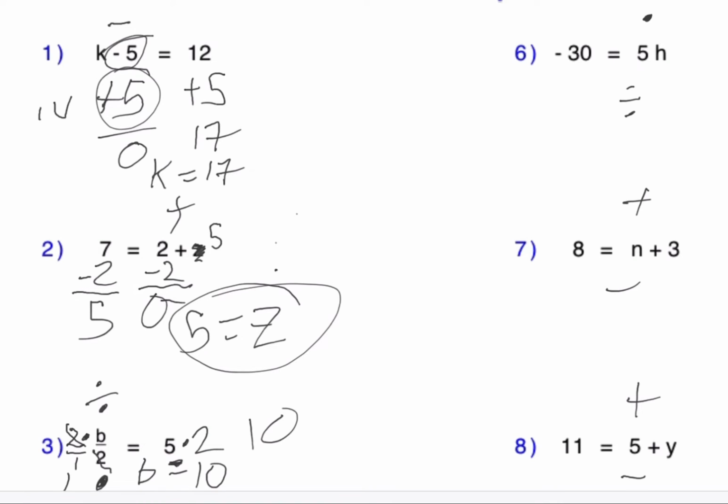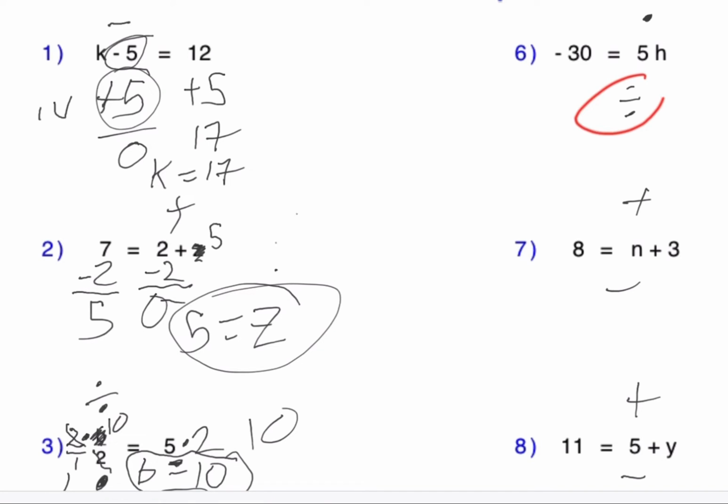Okay? So let's look at it. We'll go ahead and cross out in our original equation the b, and we'll put 10. So now we've got 10 over 2, which is 10 divided by 2 is 5. Yep. So my answer is correct. All right, let's look at this one, okay?